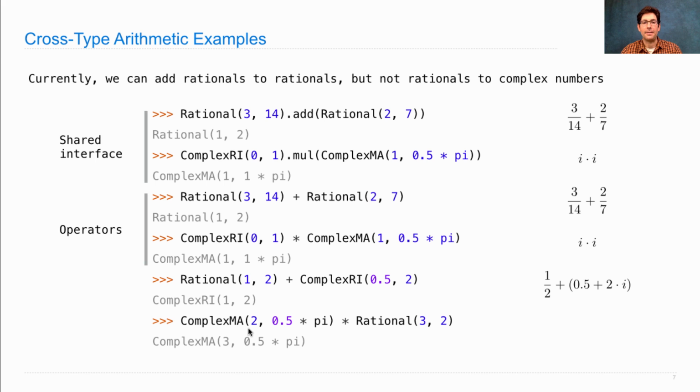And let's say I have 2i. This is how you write 2i. And you want to multiply that by 3/2. Well, what you should get is that the 2's cancel and you end up with 3i. And here's that representation of 3 times the square root of negative 1 in polar coordinates. These are cross-type arithmetic examples. And our system just doesn't support these at all right now. That's what we're going to try to get to today.